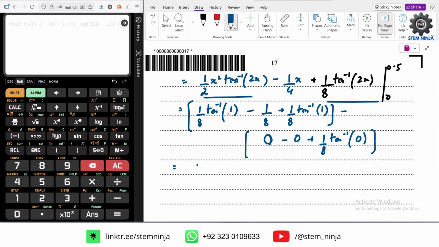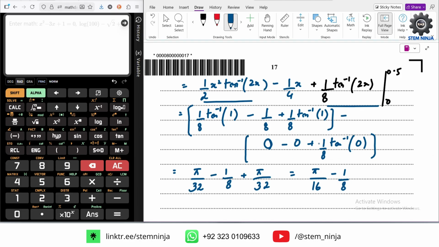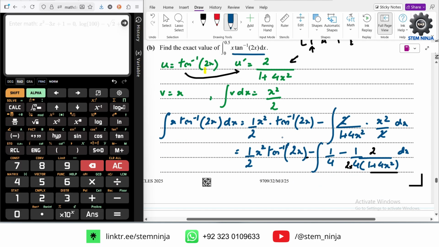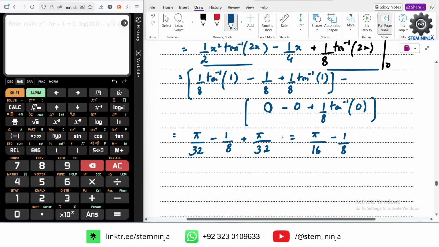So pi by 4 times 8, 32, minus 1 over 8 and plus pi by 32 again. So we are left with pi over, see, 1 over 32, 1 over 32 becomes 1 over 16, minus 1 over 8. So did we need the exact answer? Yeah, exact answer. Right, okay, so let's move on to the next question.